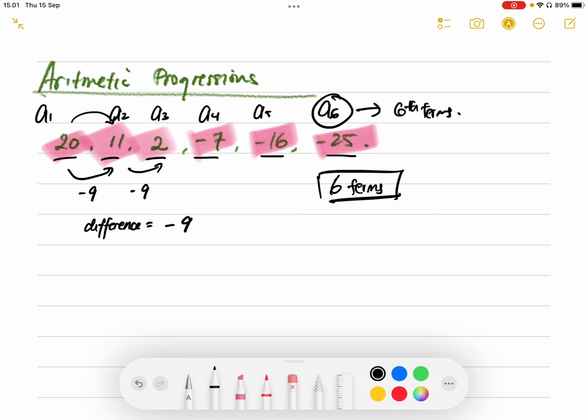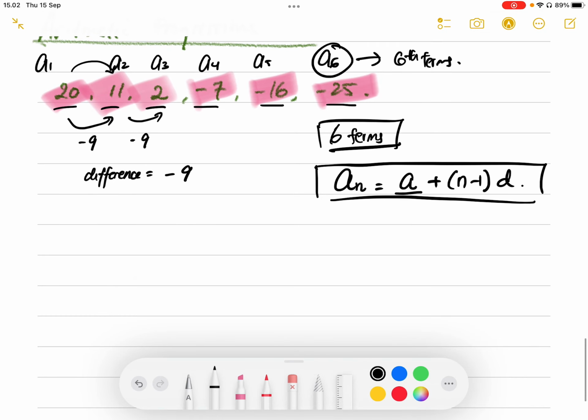Just a quick review. In order to find the nth term, the formula is A, the first term, plus n minus 1 times the difference. Now the question is, how do we add them all, which is the total of 6 terms? So 20, 11, 2, negative 7, negative 16, negative 25. We want to add them all. How do we add them all without counting manually?